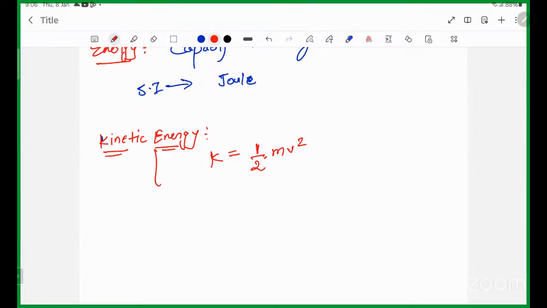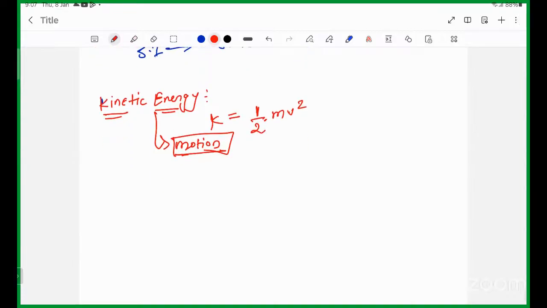So this comes when it comes in motion. When we apply force and it shows the motion, we call it kinetic energy. Now we will discuss an important concept in this kinetic energy, that is, the relation between kinetic energy and momentum.